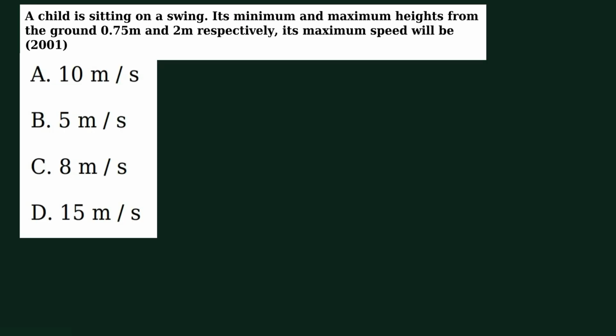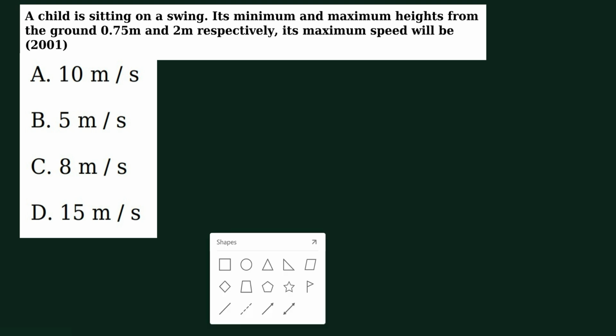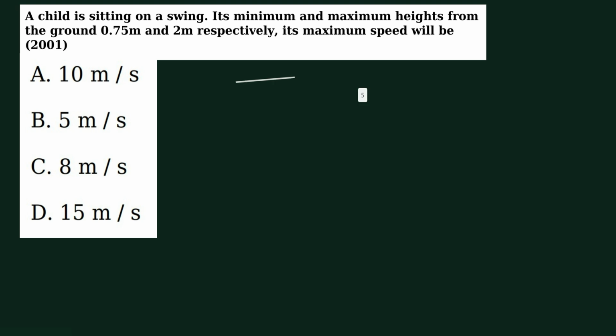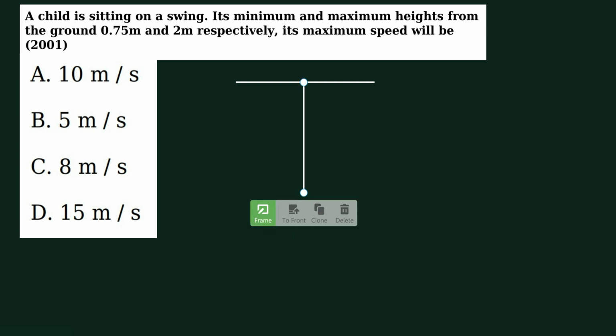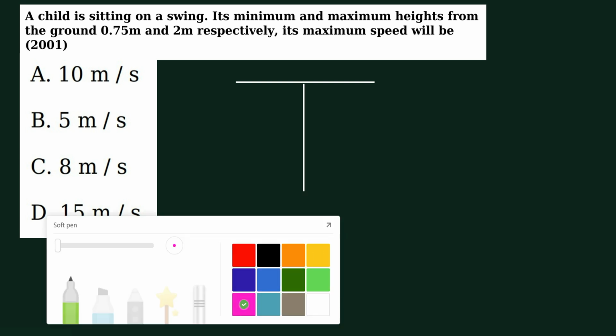A child is sitting on a swing. Its minimum and maximum heights from the ground are 0.75 and 2 meter respectively. Its maximum speed will be? Let us say this is the swing. Everyone please have a look at it. So this is the swing, right?